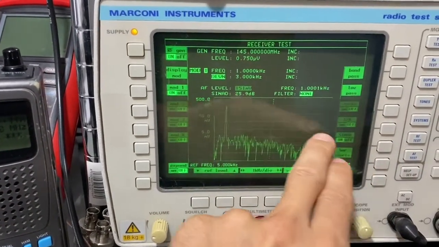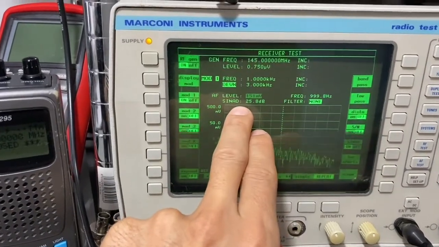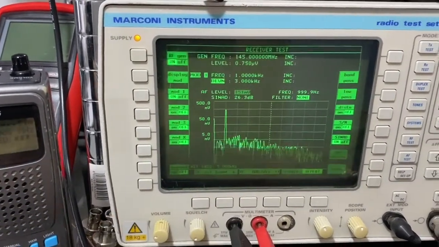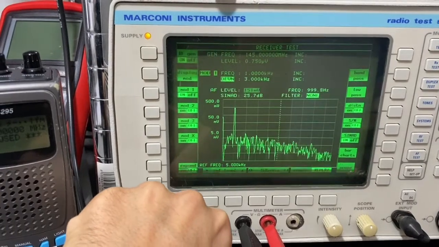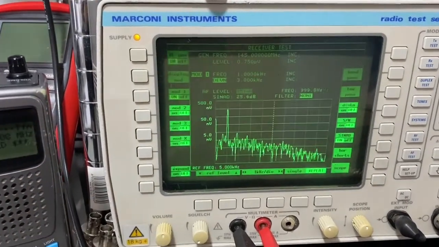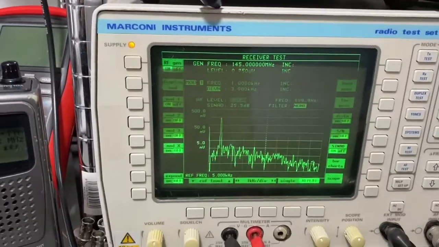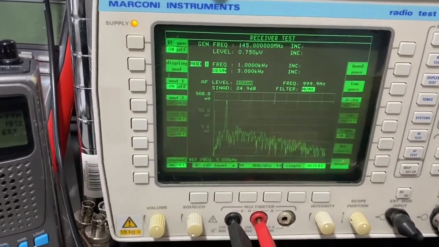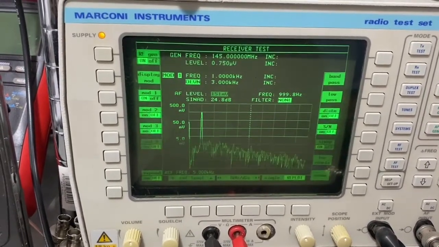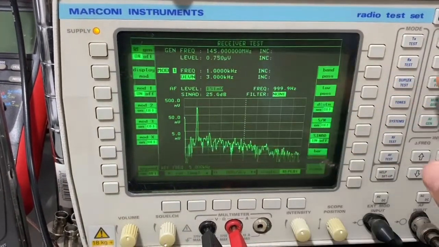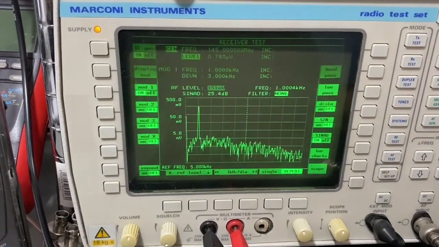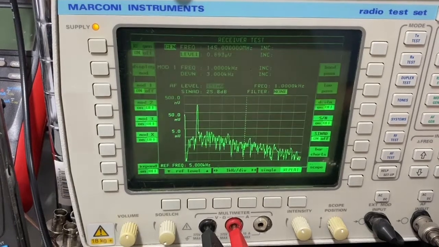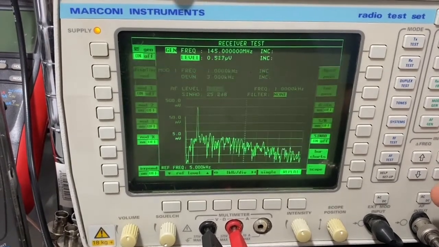SINAD measurement is on. This is the value. And what we look for is 12 dB ratio. 12 dB ratio. So I'm going to reduce the level here until we reach a ratio of 12 dB.